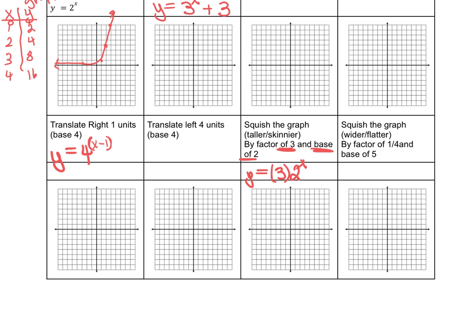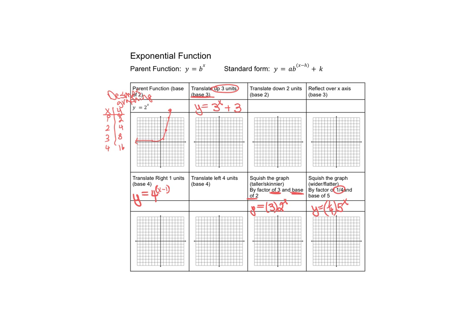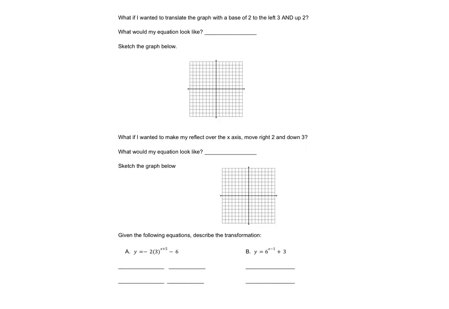Okay, similarly, when you're doing this, you'd have a factor of a fourth in parentheses, a base of 5, and your variable is up in the exponent. Okay, so you're going to work your way through those, and then you're going to write the equations, sketch the graph, and again, you can use your Desmos graphing calculator to help you, and then you're going to describe the transformations: left, right, up, down, things like that.